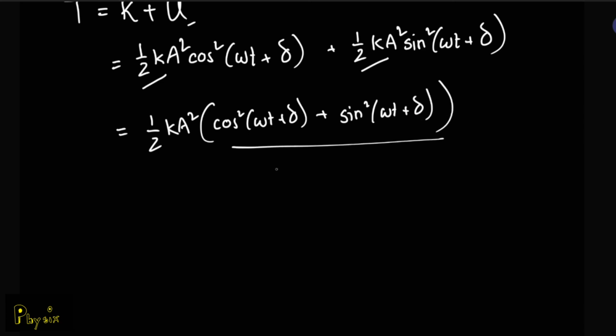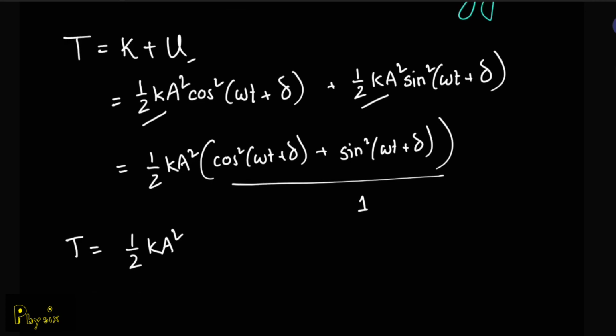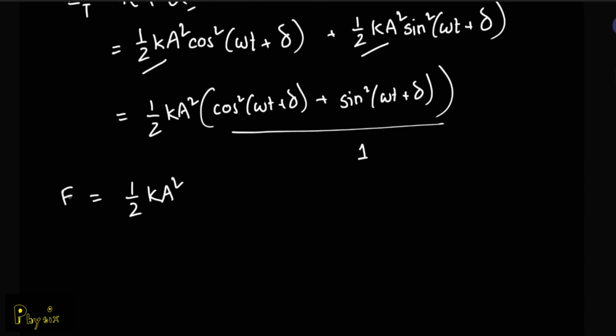And what is this entirely? This is basically 1, right? So this total energy comes down to half k A squared times 1. Oops, let's just denote T over here as the total energy, E sub T. So here you go. This is the entire energy of a system in simple harmonic motion. Well, that's all.